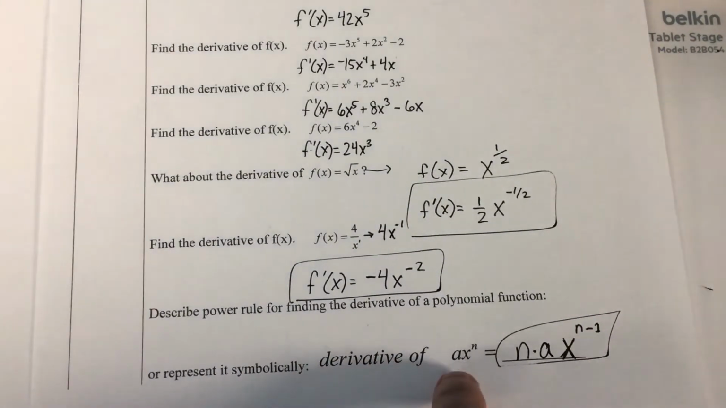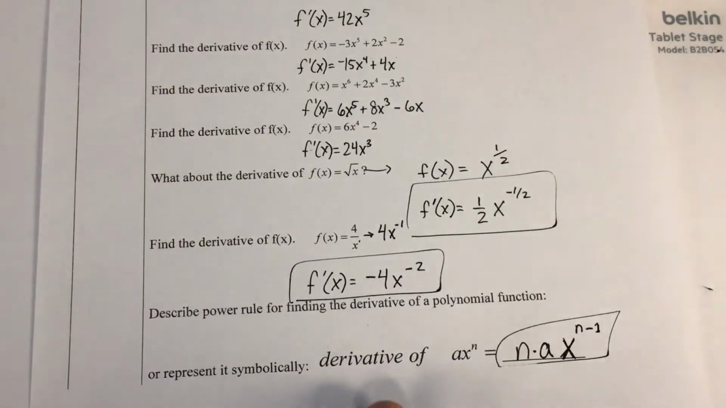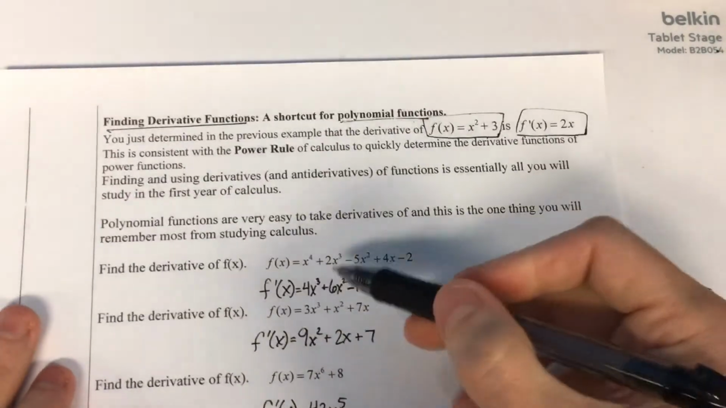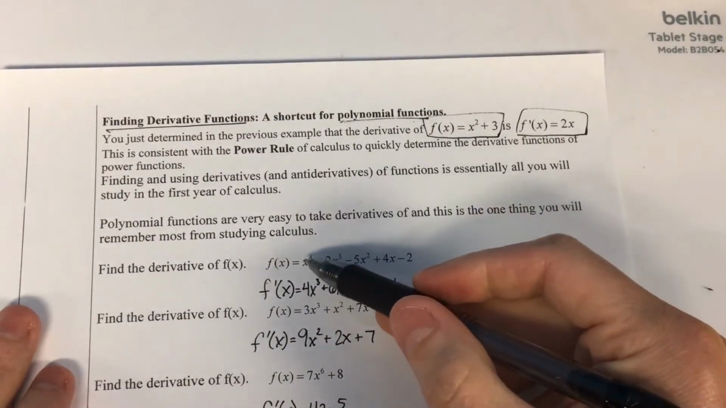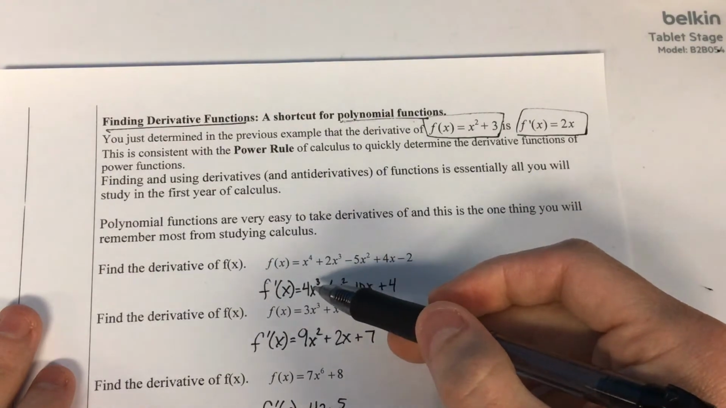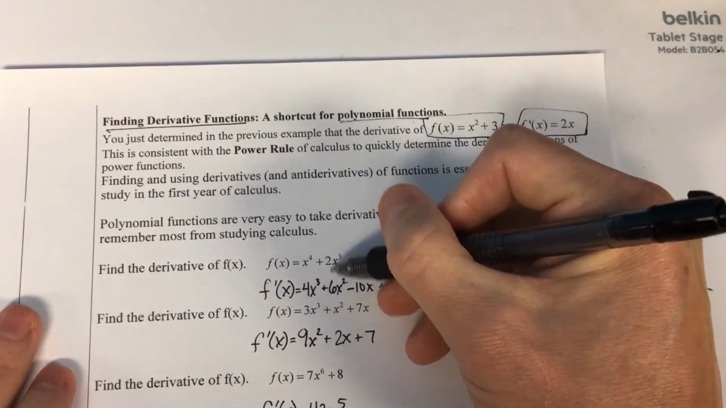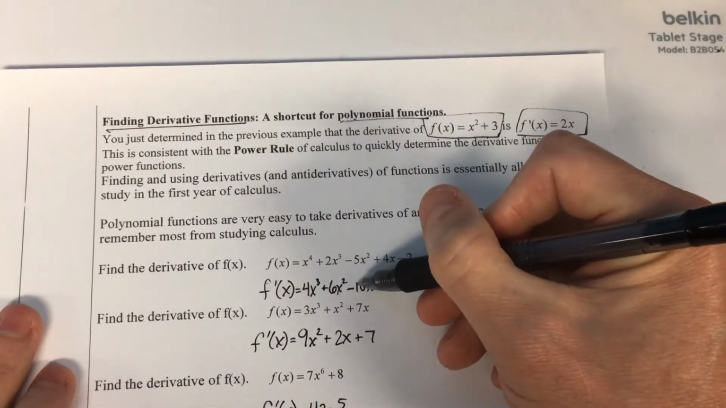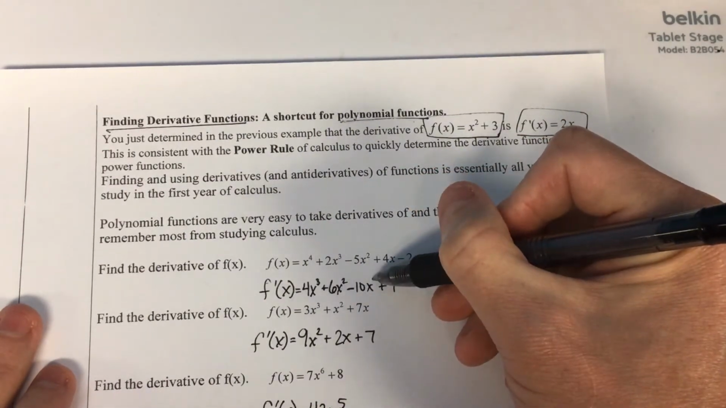So anything times x to a power is going to be the power times the coefficient, and then the power is going to go down by 1. So if you look back at some of these, if you didn't quite figure this out before, that's where I got 4x to the 3rd, because 4 times 1 is 4, and then the power goes down by 1. And then 3 times 2 makes 6, and then the power goes down by 1. 2 times negative 5 makes negative 10, and the power goes down by 1.